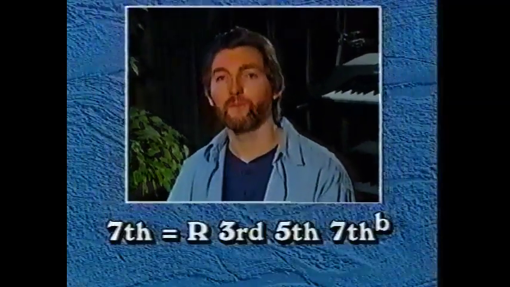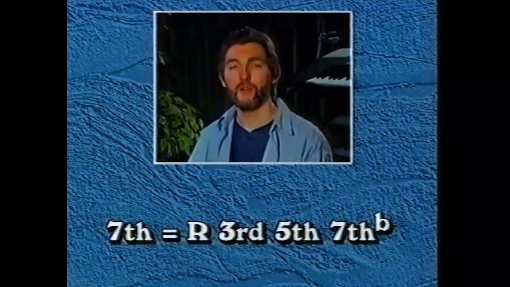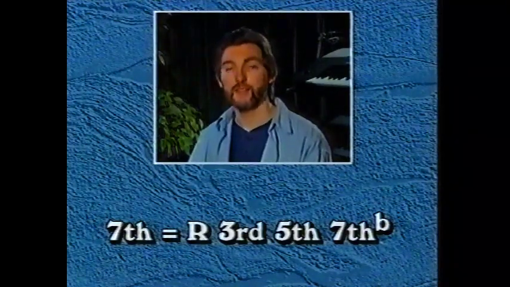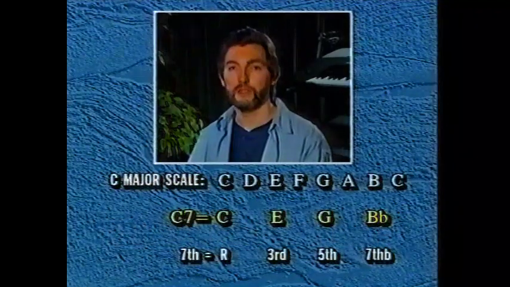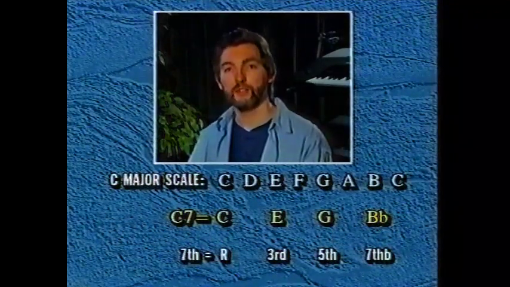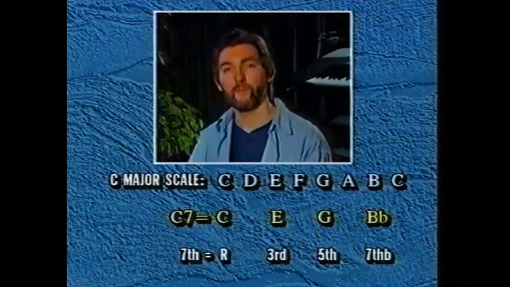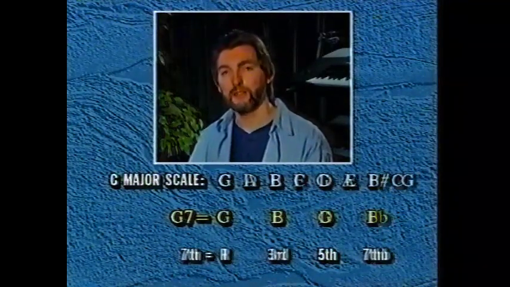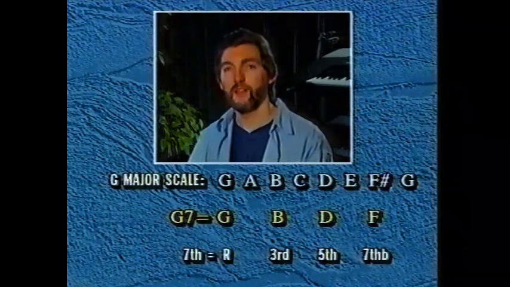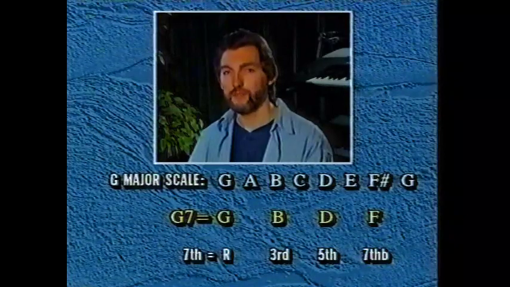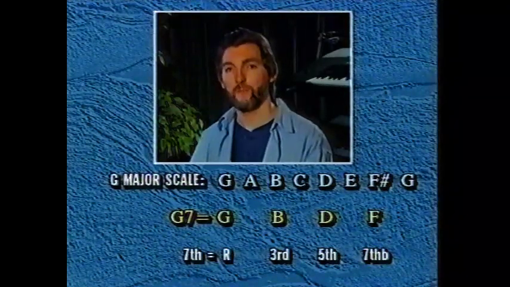Here's the formula. Root, third, fifth, and the seventh flatted. That means C7 will be C, E, G, and B flat. Try another one. How about G7? Root is G, third is B, the fifth is D, and the seventh flatted will be F.